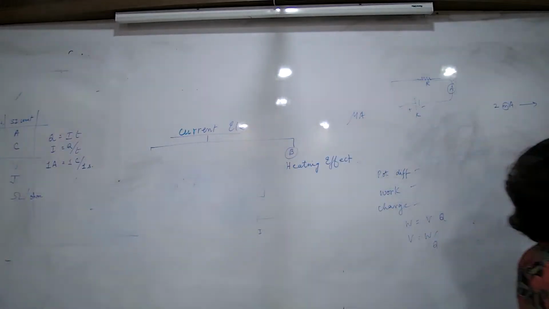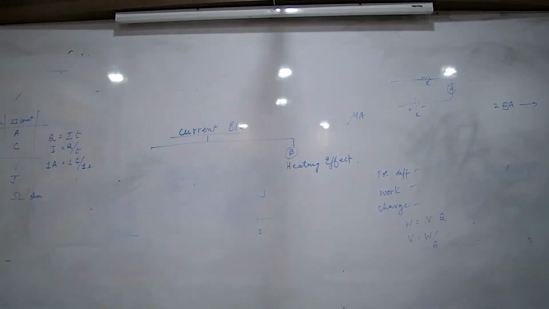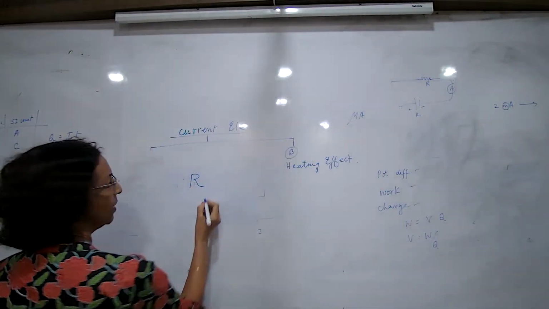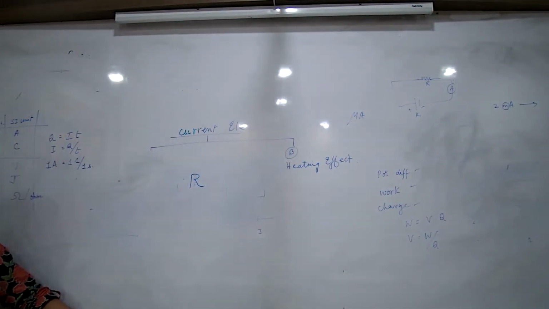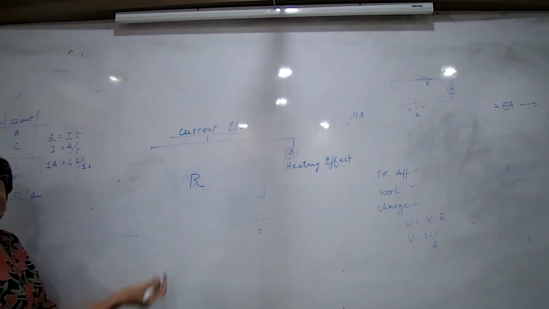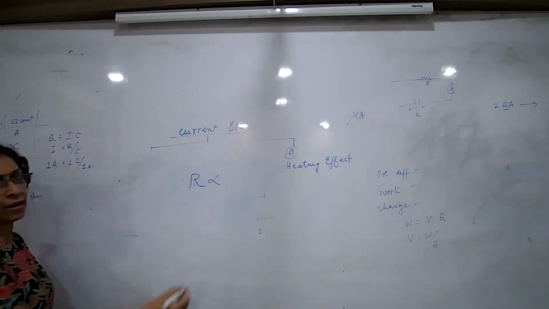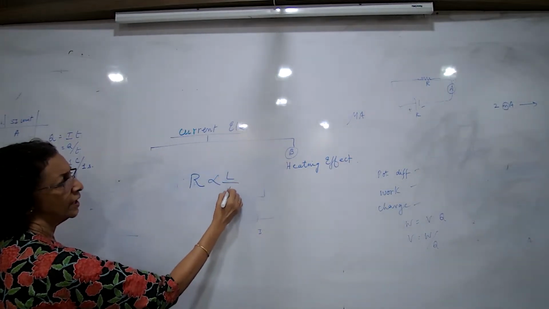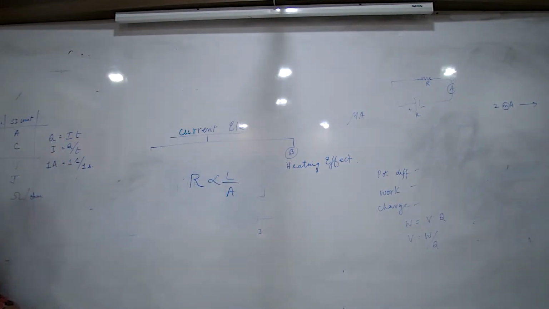Tell me something about resistivity. What is resistance? Okay, now we are talking about resistance. What does it depend upon? Length, and area of cross section. Tell me in terms of directly proportional and inversely proportional. R is directly proportional to what? Length. And inversely proportional to area of cross section. Okay, what does it tell us?